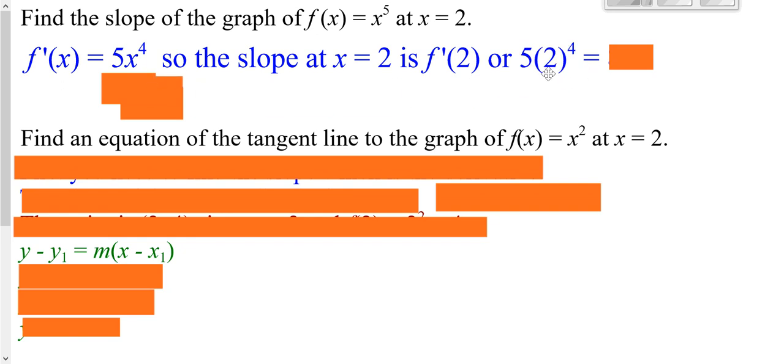And so then we get 2 to the 4th, which is 16 times 5, so we get 80. This is an 80, not an A and a D, but it is AD for your answer.